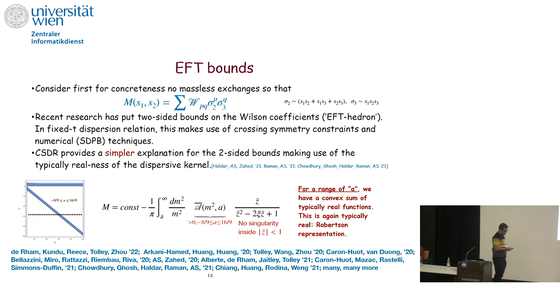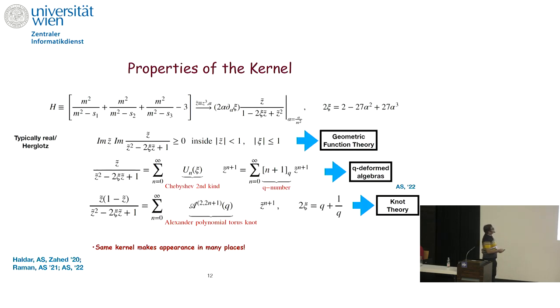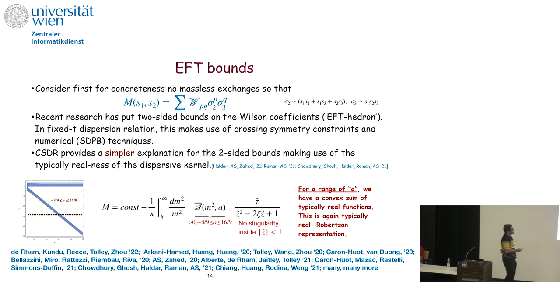The way that it works is as follows. Let's go back and look at the definitions. You can mentally immediately recognize that if you have two functions, f1 of z plus f2 of z, and you're adding them with a positive relative coefficient, then the convex sum of these two functions will again satisfy this property. So the convex sum of typically real functions is again going to be typically real.